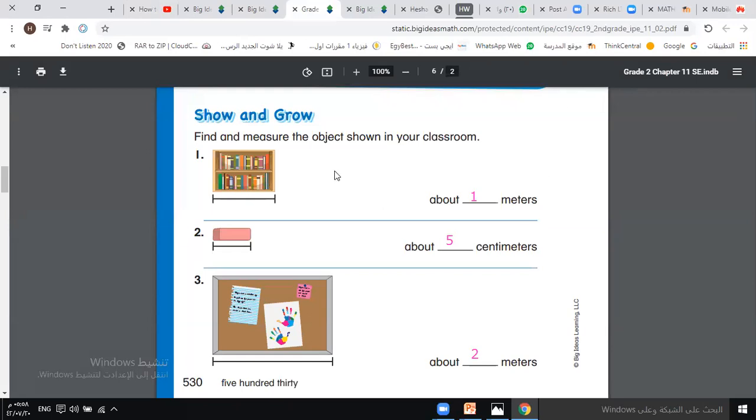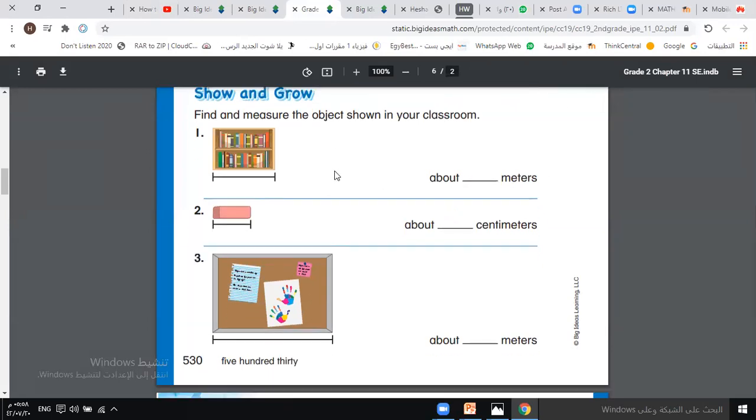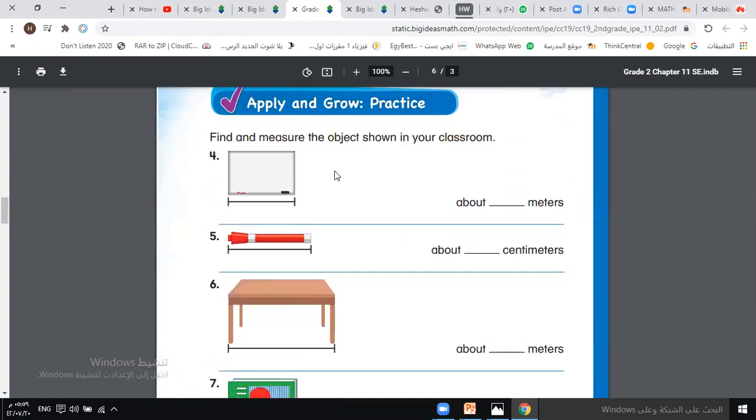Who's ready, grade 2, to answer number 4? In number 4, find and measure the object shown in your classroom. In your classroom. So we speak about a real object, not this, not this. This is a picture, but we don't speak about this picture. Now we speak about real objects.